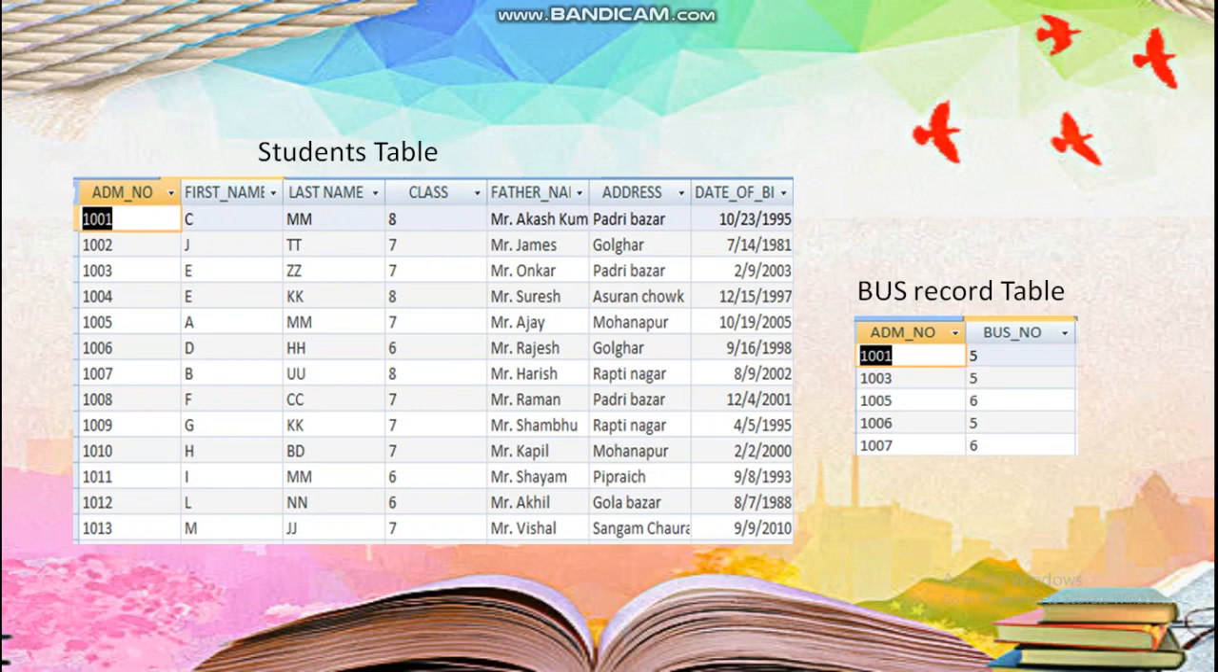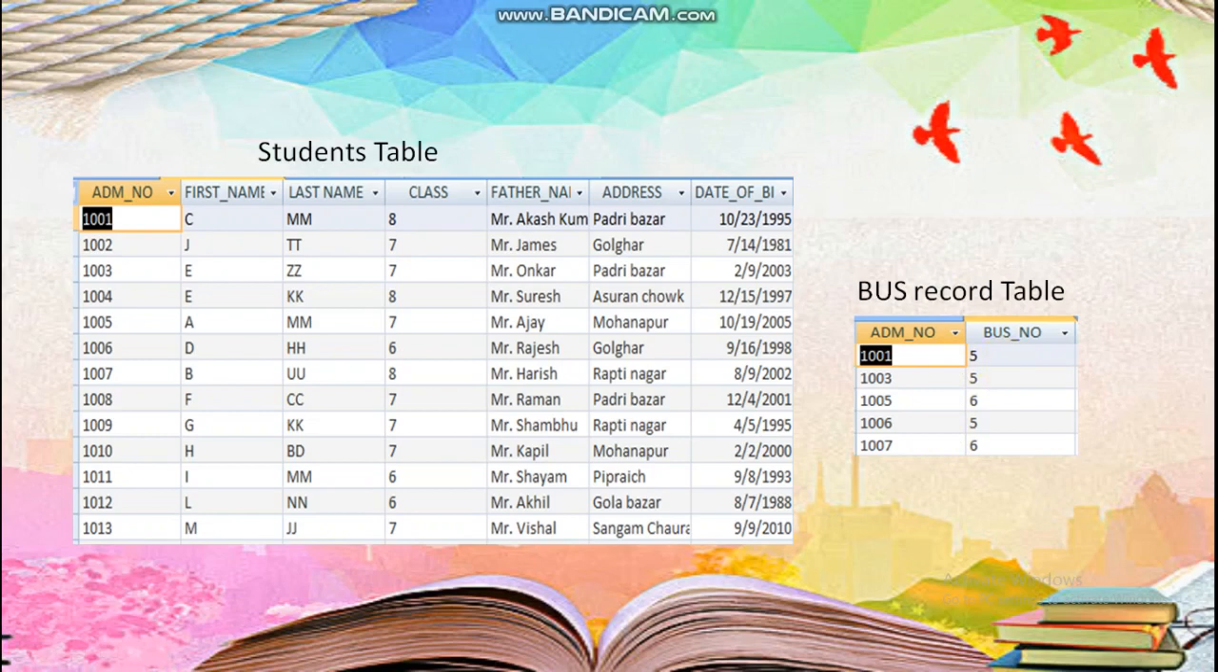And that common field will relate the tables together and enable the database to fetch out the related records from multiple tables. For example, on the screen you can see there are two tables. One's name is students table, another name is bus record table. The students table has students' personal information and the bus record table covers the data regarding the students' bus number, by which bus he or she goes or comes.